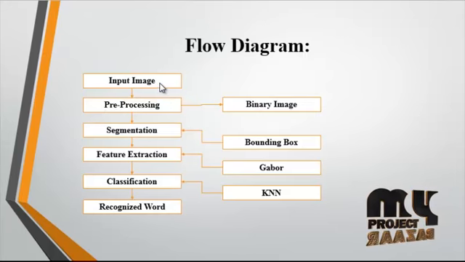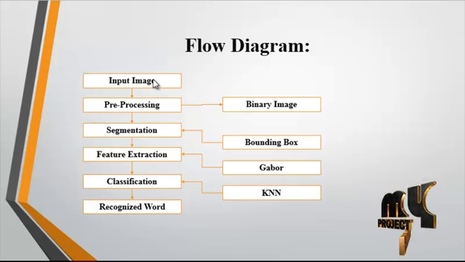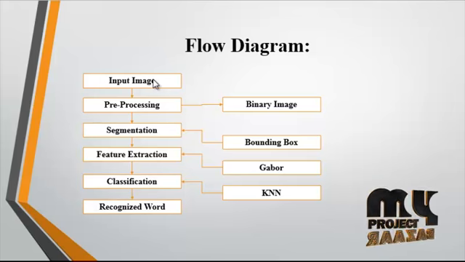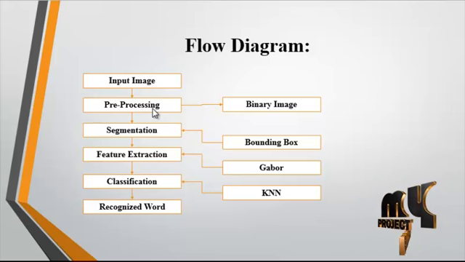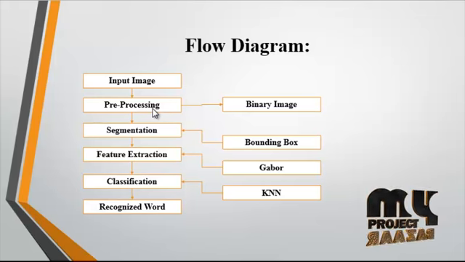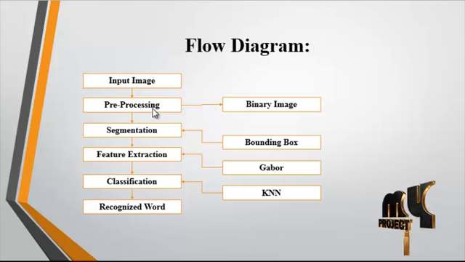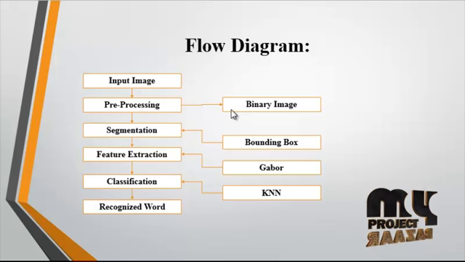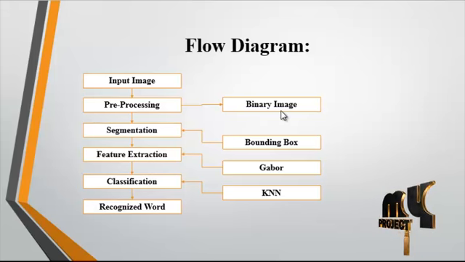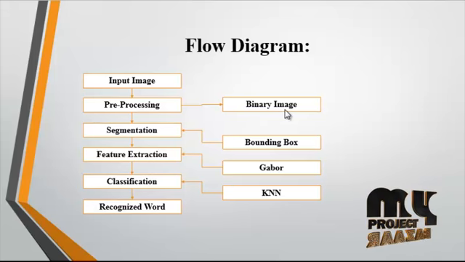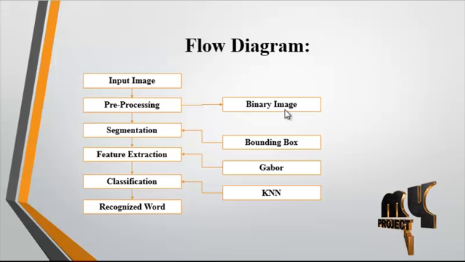Now we discuss the flow diagram. At first, the input image is taken from the dataset. Then the preprocessing step is done. Preprocessing is nothing but the image is converted into a binary format. In the binary format, the image has only two values, zeros and ones. The 0 represents the black area and 1 represents the white area.